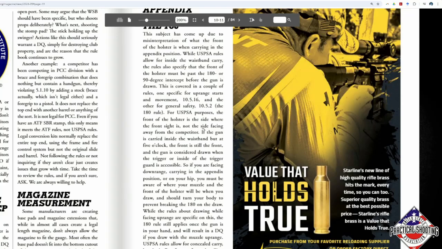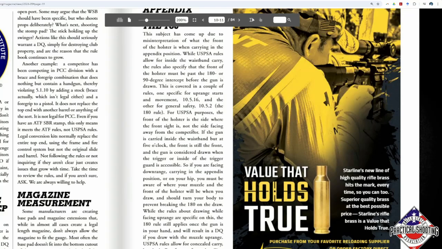We've gone over this now. And also, the blog post in February of last year implied that 10.5.16 covers drawing at any time, which is not true. We've gone over this per the rule book. For USPSA purposes, the front of the holster is the side where the front sight is, not the side facing away from the competitor. That's a simple definition, and perfectly fine and acceptable. It's the side where the front sight is.